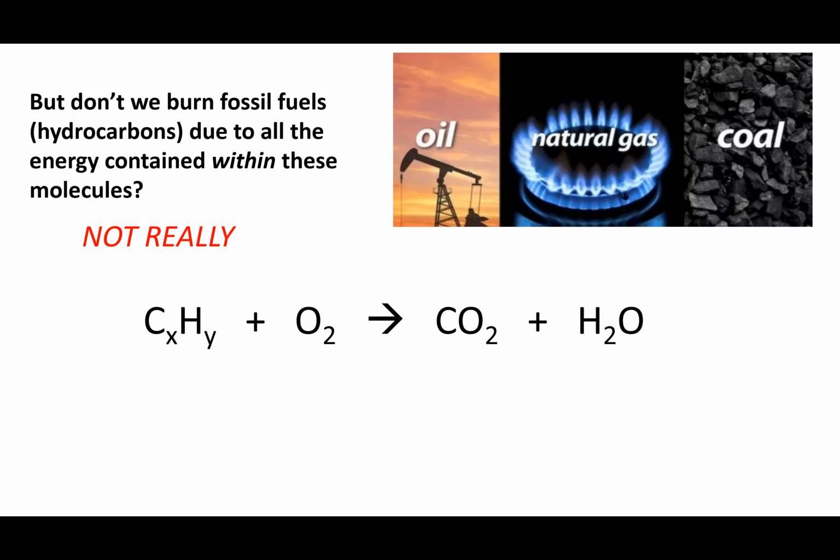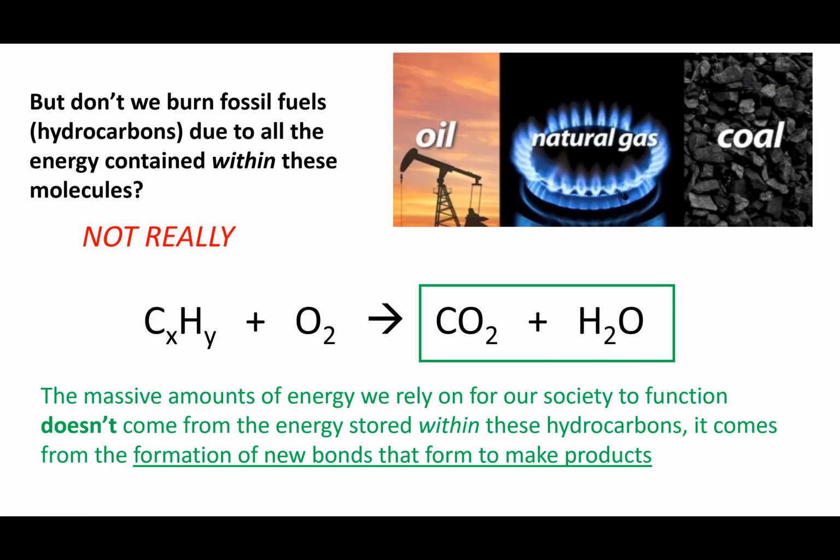So say you have your generic hydrocarbon chemical reaction right here. You have some hydrocarbon that is reacting with oxygen, and it's forming carbon dioxide and water. The key thing to realize is that it's not that all the energy is just within the hydrocarbon, waiting to be released out into the open and allow our society to function. It's not there. It's the products that are formed, or the bonds that are formed when making those products from the original reactants, going from a high potential energy to a lower potential energy state. That energy that's released is the energy that our society uses to function. So it doesn't come from within these hydrocarbons. It comes from the formation of the new bonds that form to make these particular products.